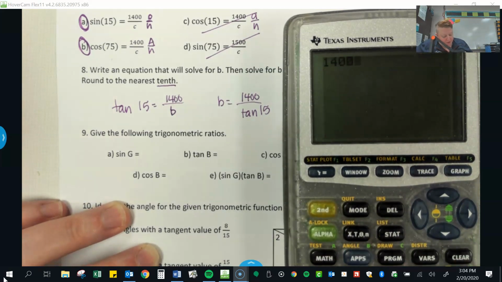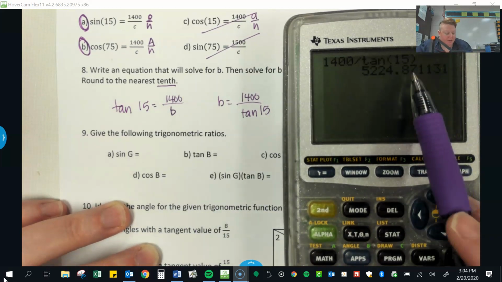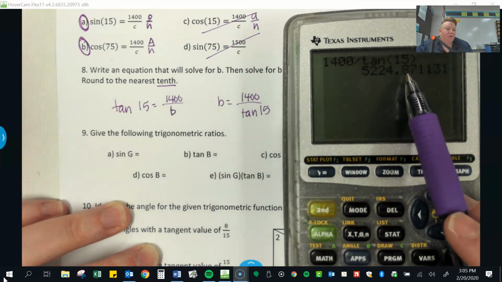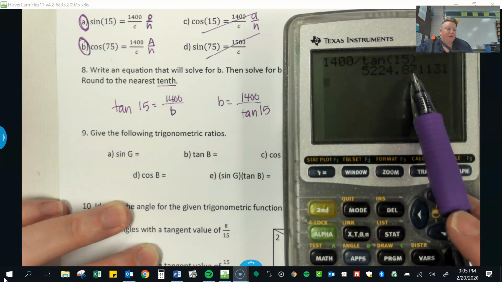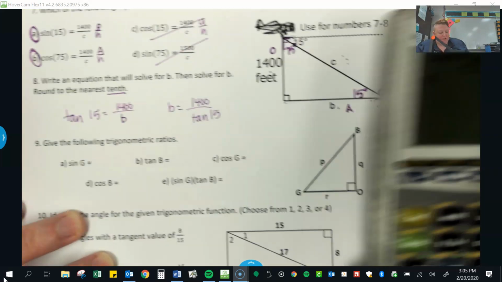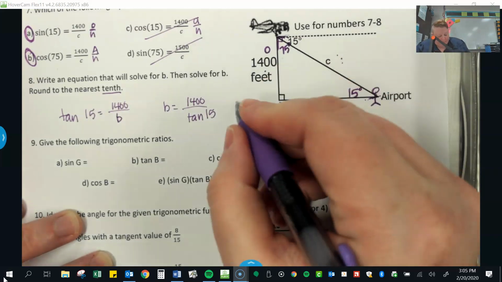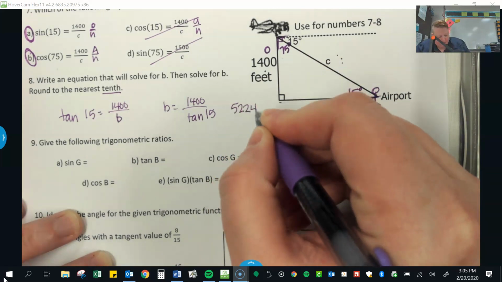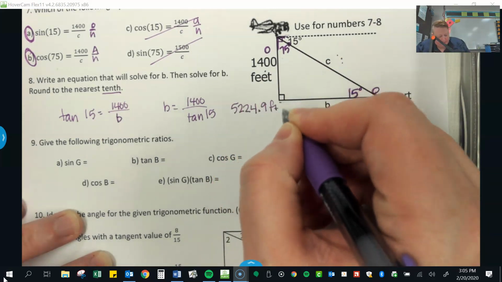Okay? So now I'm going to do 1400 divided by tan 15. And that's 5224 point. It says to round to the nearest tenth. That's the first decimal place. So I'm going to look here at the 8. I'm going to see what the next number is. It's 7, which makes that 8 turn into a 9. So this is 5224.9 feet.